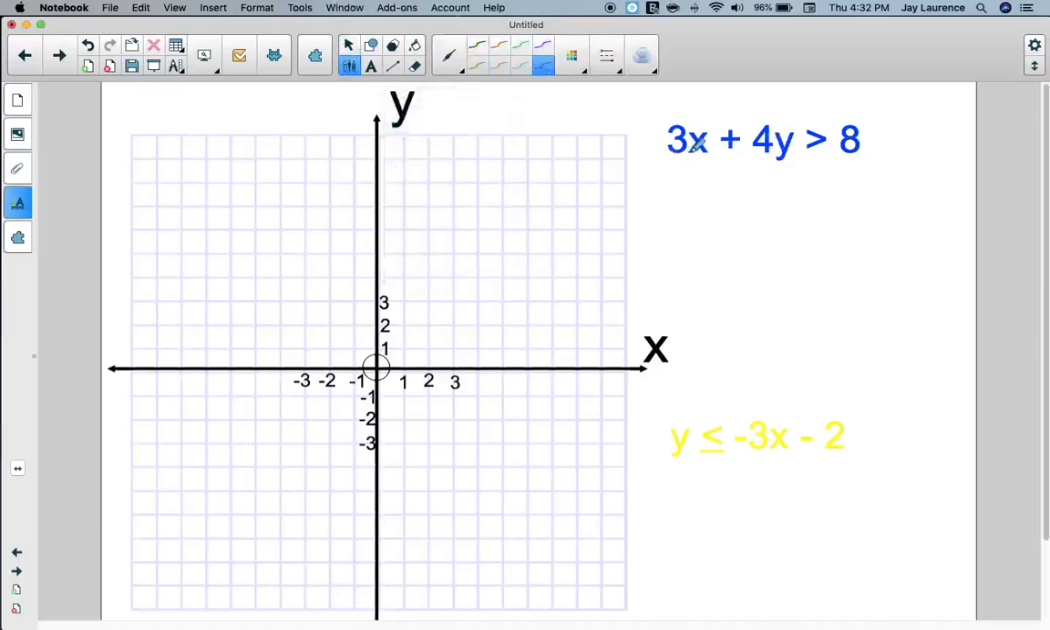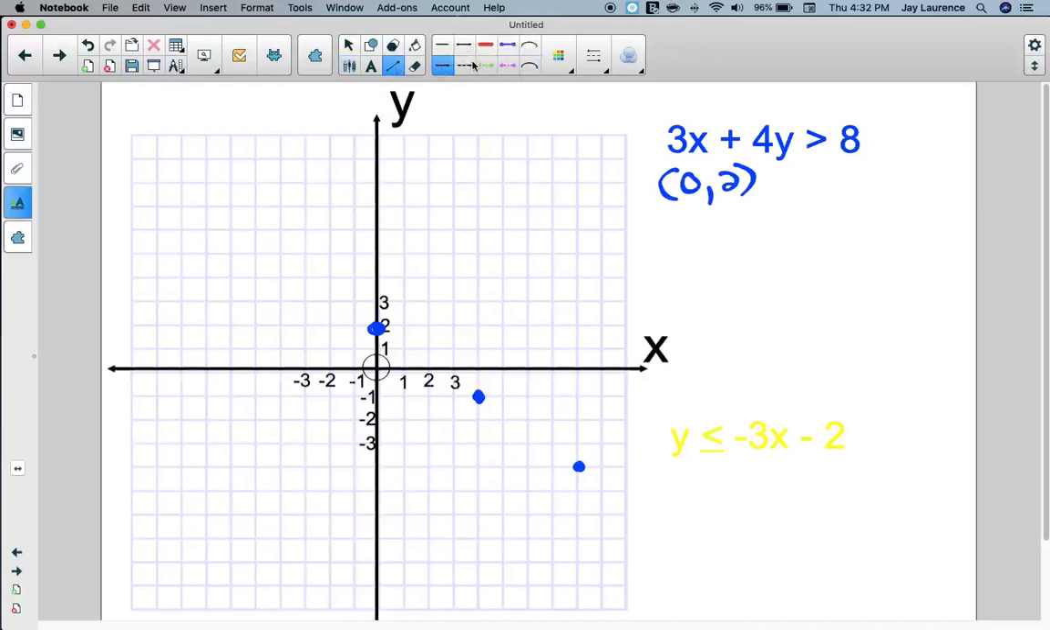Okay, this first one, standard form, my solution. If you aren't ready to see it, you haven't finished, pause the video. Okay, I'm going to find the y-intercept because 4 goes into 8 evenly. So the y-intercept is the point 0, 2. The slope is negative 3/4. Go down 1, 2, 3, and over 1, 2, 3, 4. Okay, it's going to be a solid line.